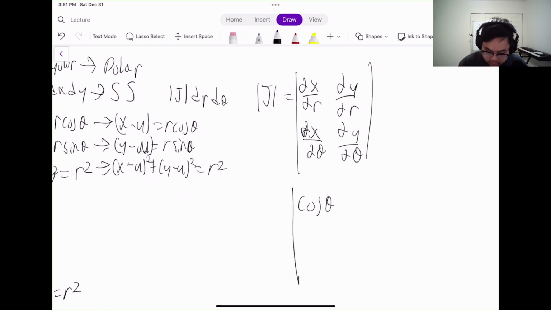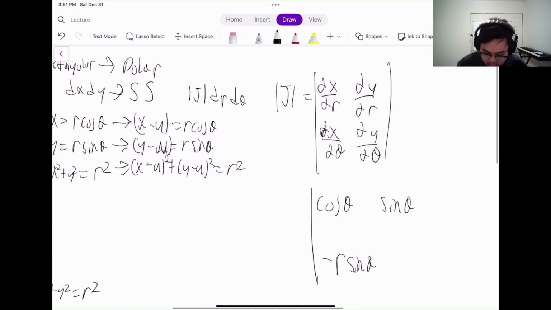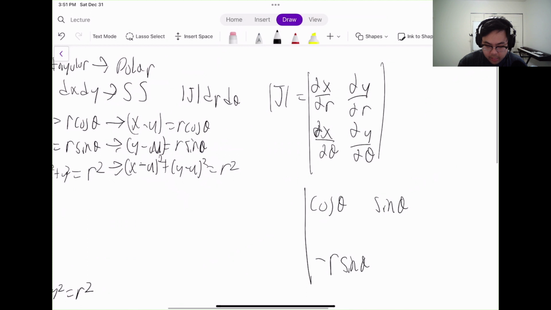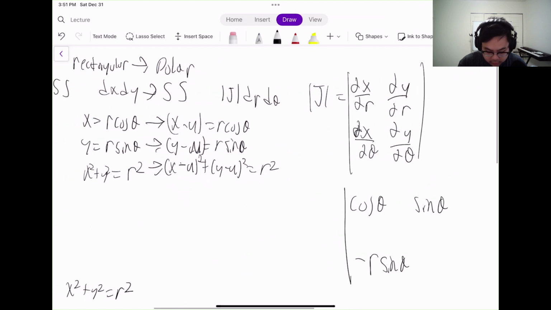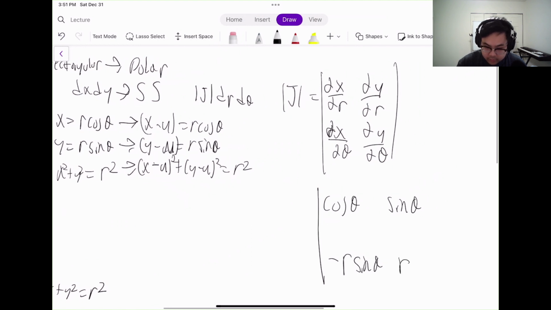Now we take the derivative of cosine, and then what is that? Negative r sine theta. Now the derivative of the function y with respect to r. So that's just sine theta. And then what's the derivative of y with respect to theta? The derivative of y with respect to theta is r cosine theta.